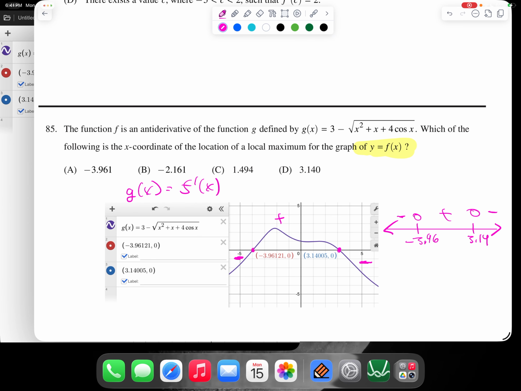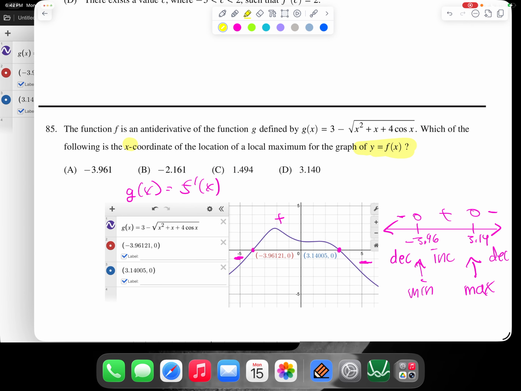That means the original graph must be decreasing because that's what graphs do when the first derivative is negative. Then it's increasing. Then it's decreasing again. Now, if a graph is decreasing and then it has a horizontal tangent line, which is what a 0 in the first derivative tells us, well, a graph that decreases, goes horizontal, and then increases does so at a minimum. A graph that increases, goes horizontal, then decreases does so at a maximum.